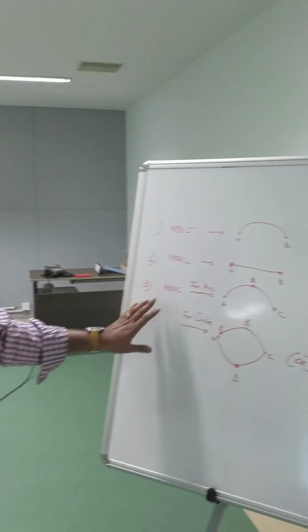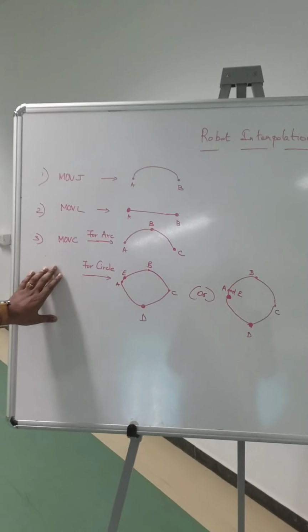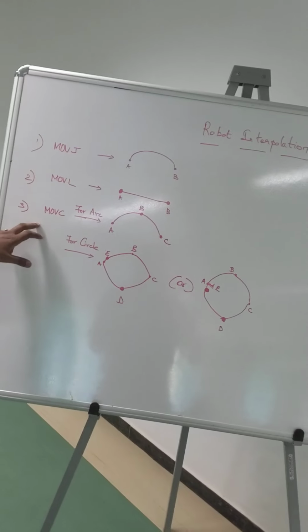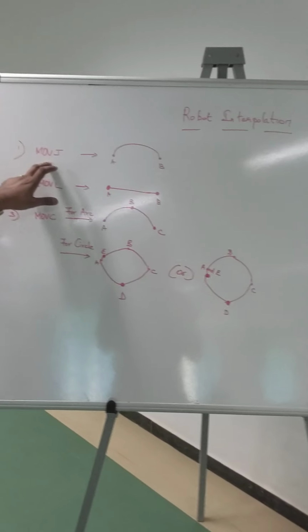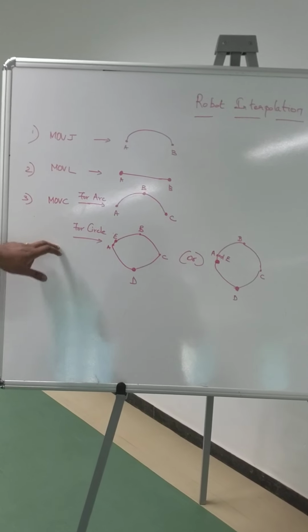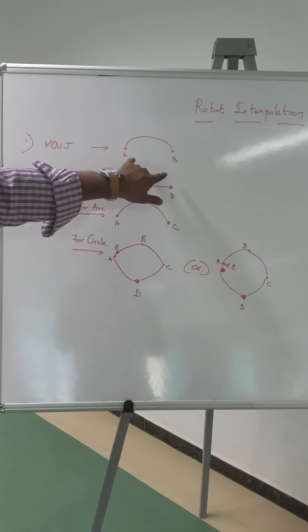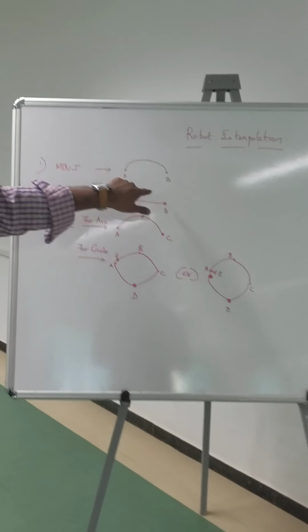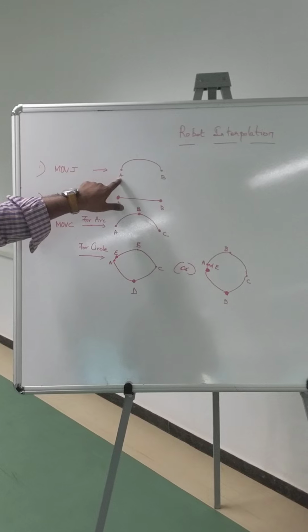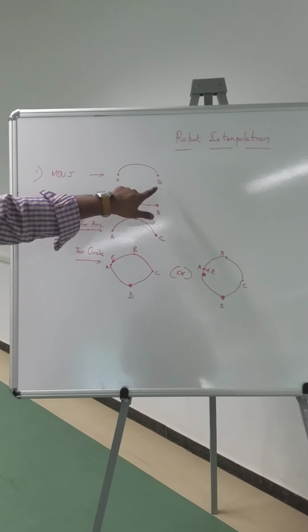Good morning, students. These are the interpolation methods which we have studied in our classes. The major interpolation methods are MOVJ, MOVL, and MOVC. MOVJ is for joint interpolation, L is for linear, and C is for circular. These are the points which we consider for the robot trajectory. We start from point A and we end at point B.